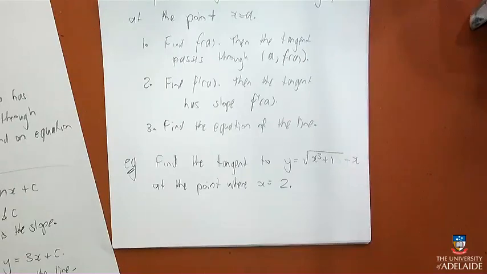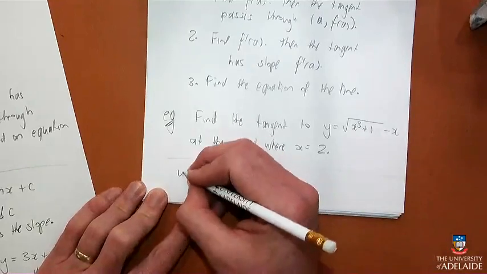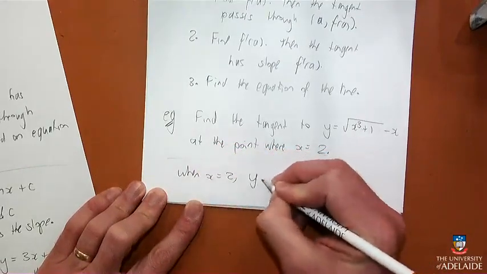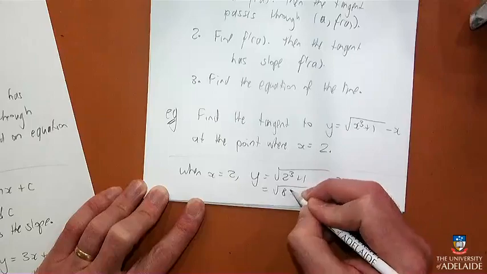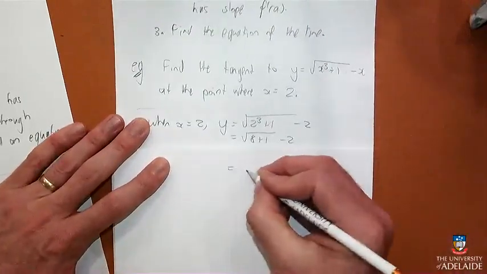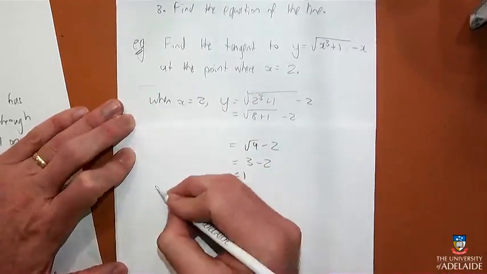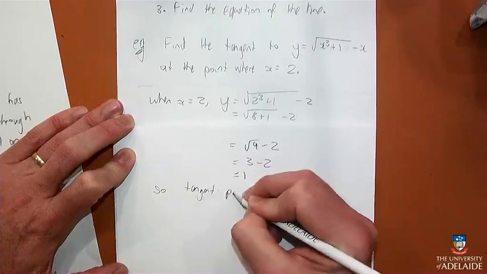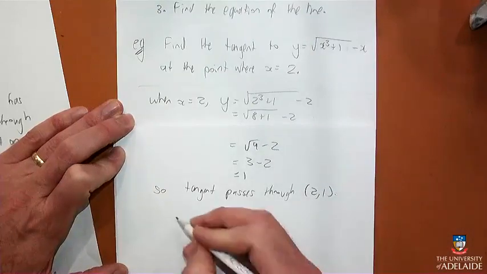We're going to need to find the equation of a line, we're going to need to know its slope, and we're going to need to know a point that it passes through. So far we know the x-coordinate of the point that it passes through, so we can now find the y-coordinate. So when x equals 2, y equals the square root of 2 cubed plus 1, minus 2, which is the square root of 8 plus 1 minus 2, which is the square root of 9 minus 2, and the square root of 9 is 3, so that's 1. Neat. Okay, so the tangent passes through (2, 1).